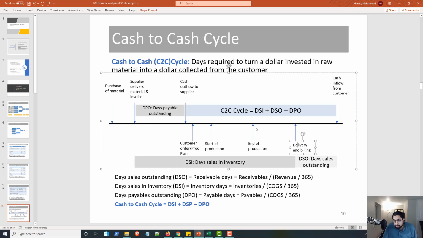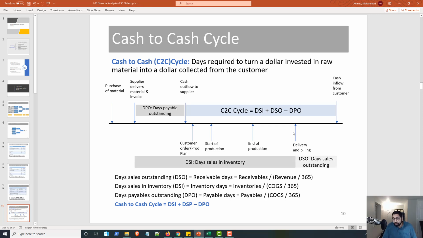It's possible that these arrows are close to each other. This is not a typical time. It's just an illustration of what happens first, what happens second. The difference between the arrows would vary based on the company, how long it takes to produce and so forth. Anyway, once you deliver to the customer, the customer might not pay right away.